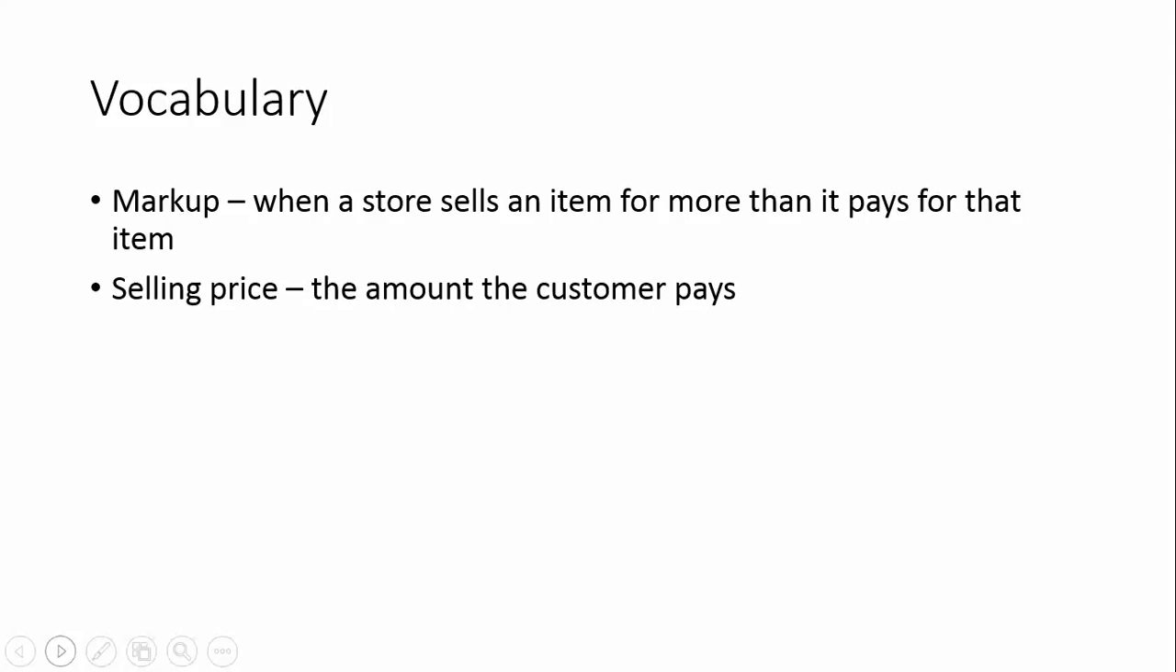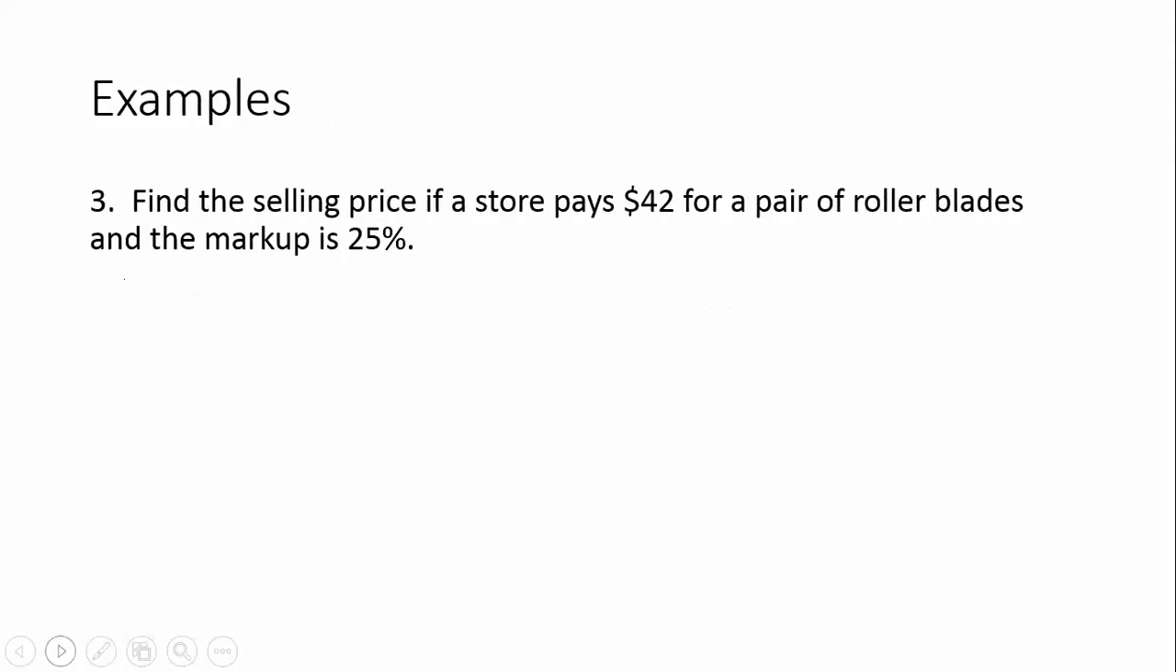Okay, now we have a few more definitions. A markup, that's when a store sells an item for more than it pays for that item. And we have a selling price, which is the amount that the customer pays. So make sure you write those definitions down. I will be checking for them. And let's find the selling price if a store pays $42 for a pair of rollerblades and the markup is 25%.